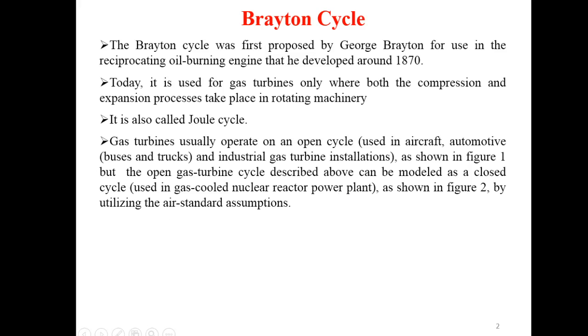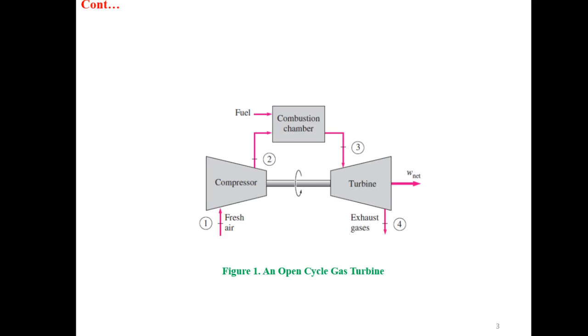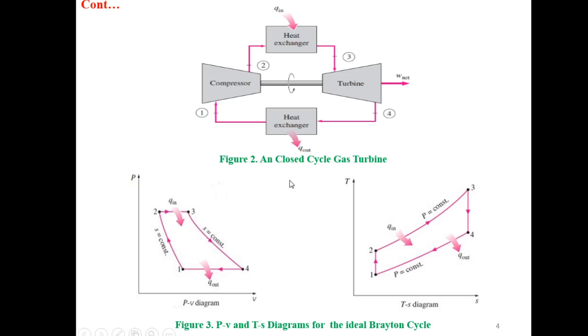But the open gas turbine cycle described above can be modeled as a closed cycle, used in gas cooled nuclear reactor power plants, as shown in figure 2, by utilizing the air standard assumptions. So this is figure 2, showing the closed cycle gas turbine. In this we have four components. First component is the compressor, second component is a heat exchanger, third component is the turbine, fourth component is a heat exchanger.